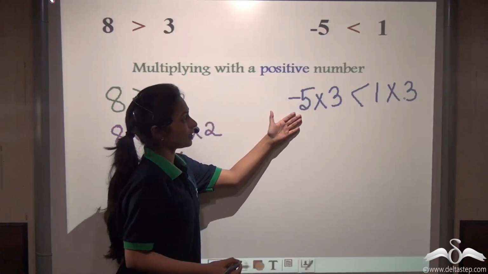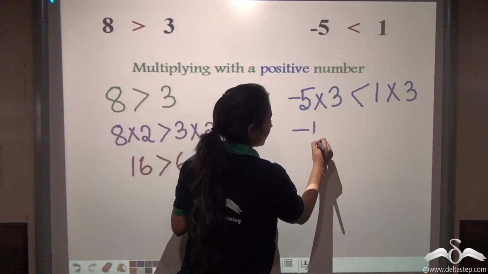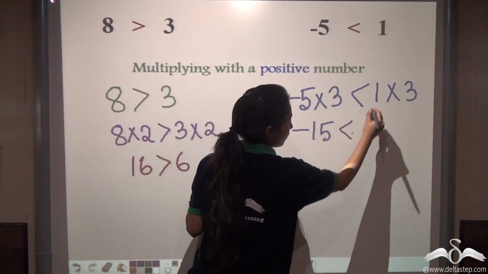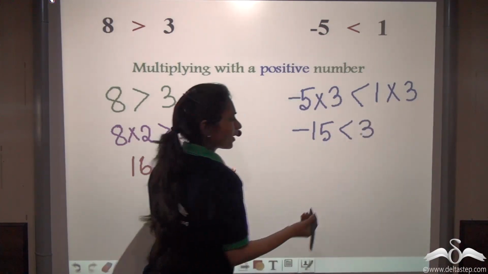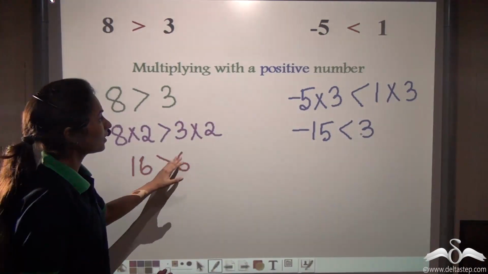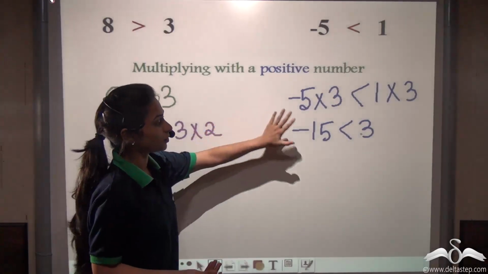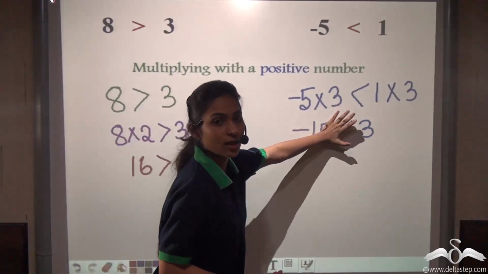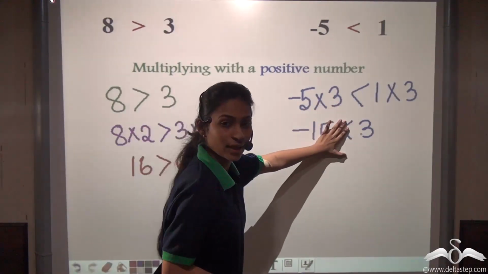What do you get? Minus 5 into 3 is minus 15. Should be less than 1 into 3, that is 3. Again we can conclude the same thing, that multiplying with a positive number both sides of an inequation does not disturb the sign of the inequation.